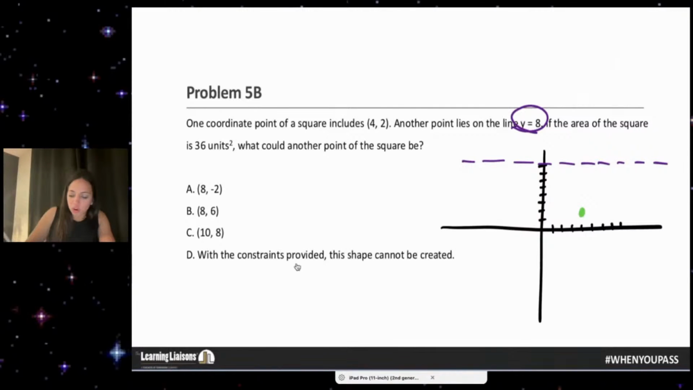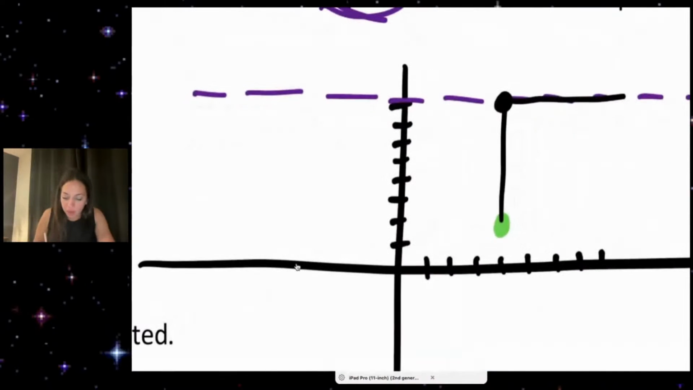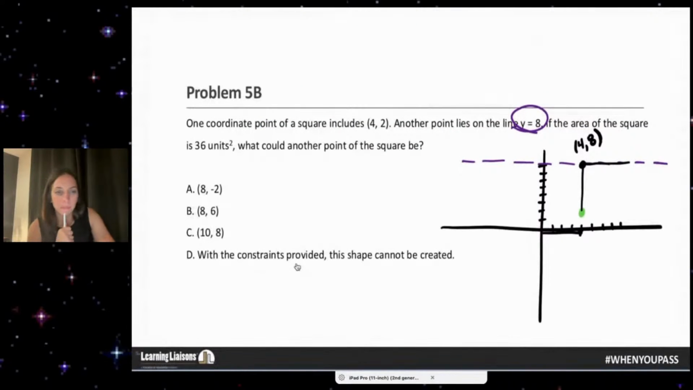Well, again, if we're creating these 90-degree angles, another point on the square could be this one right here. Well, let's see if that's even an option. That point right there is going to be over 4 because that's how much we went over for the green dot. Up 8 because it's sitting on y equals 8. Is that an option? No, but that doesn't mean that you're on the wrong track. A square has 4 points.